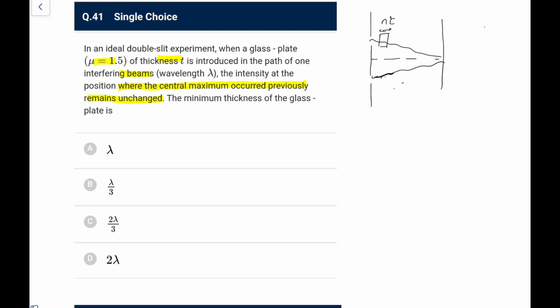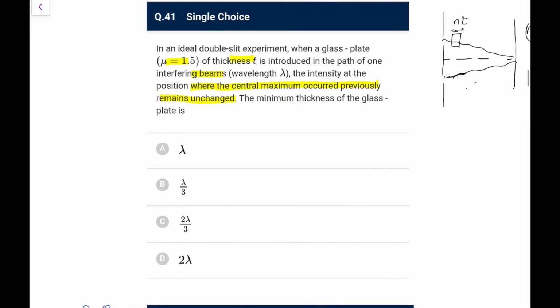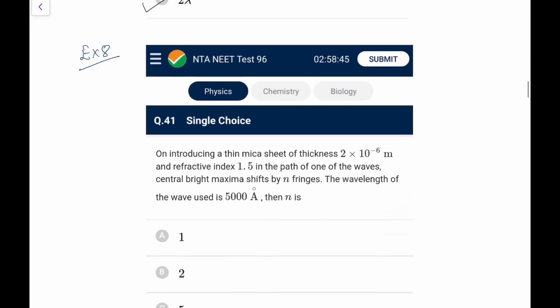Right, let me write it clearly. Additional path difference is (n minus 1)T, that should be equal to n lambda for maxima, or for limiting case let it be lambda. So T minimum would be lambda upon (n minus 1), so lambda upon 0.5, that is 2 lambda. Go for option D here. This is from one of the Abhyas tests.